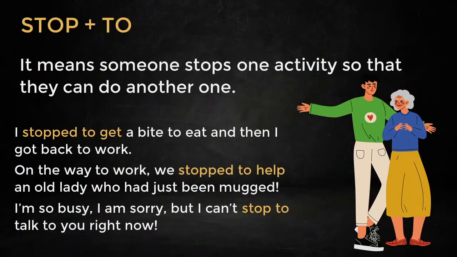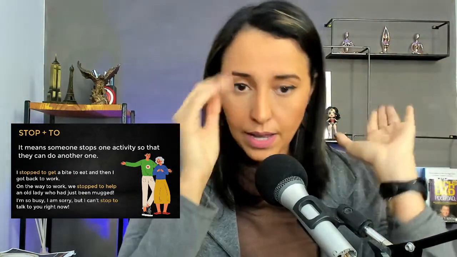When you stop to do something, it means someone stops one activity so that they can do another. So I stop A to do B, okay? So I stop A because I want to do B, or because I need to do B. B is an example, activity. I stop A because I want to do B. So here are some examples.